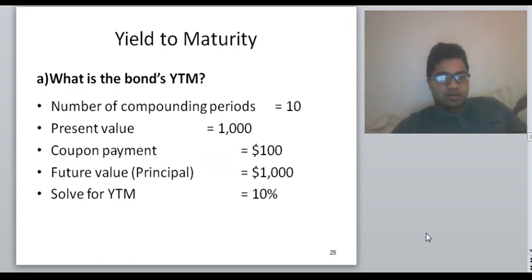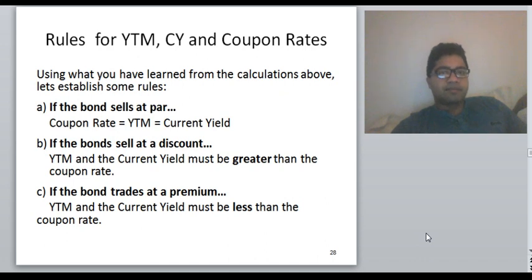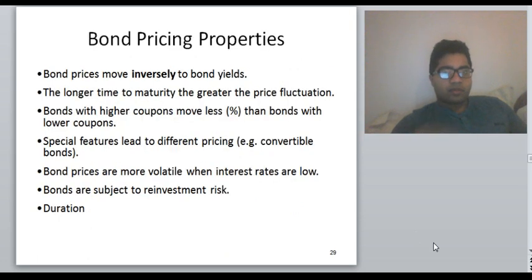So they have shown the calculations for it that we just did. So rules: if a bond sells at par, coupon rate equals YTM equals current yield. If a bond sells at a discount, YTM and current yield must be greater than the coupon rate because of the capital gain. If a bond trades at a premium, YTM and current yield must be less than the coupon rate.